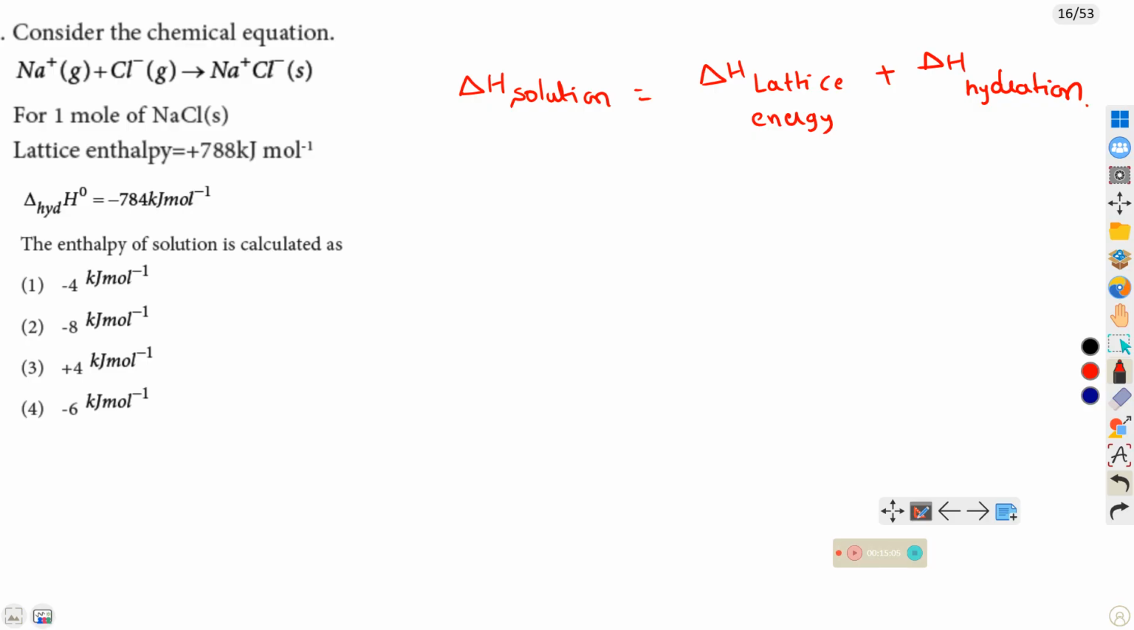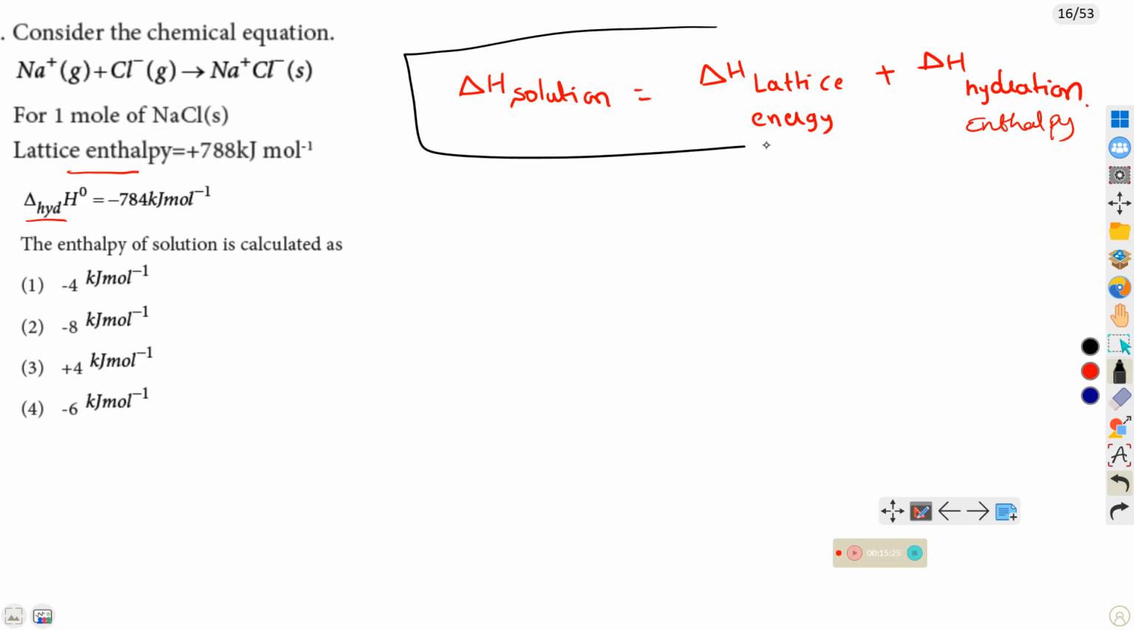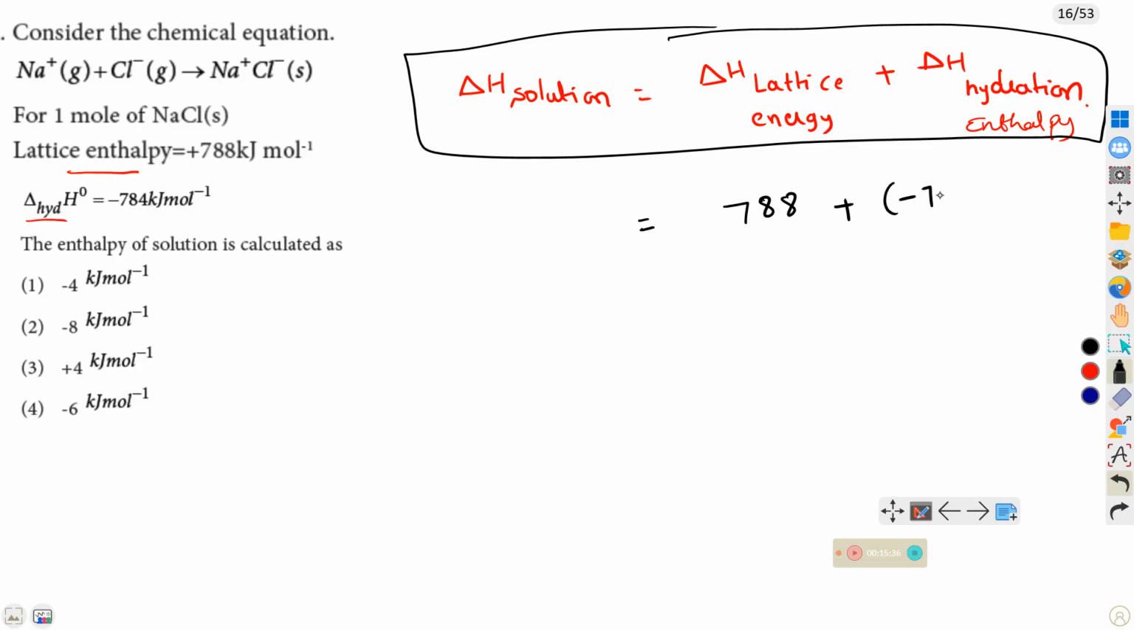Consider the chemical reaction. For 1 mole of NaCl, the lattice enthalpy value is given and the hydration enthalpy value is given. Now calculate the enthalpy of the solution. What is the relation? Enthalpy of the solution is equal to lattice energy plus hydration energy. Lattice energy is given as 788 plus hydration energy is given as minus 784. Simplify, you will get plus 4 kilojoule per mole.